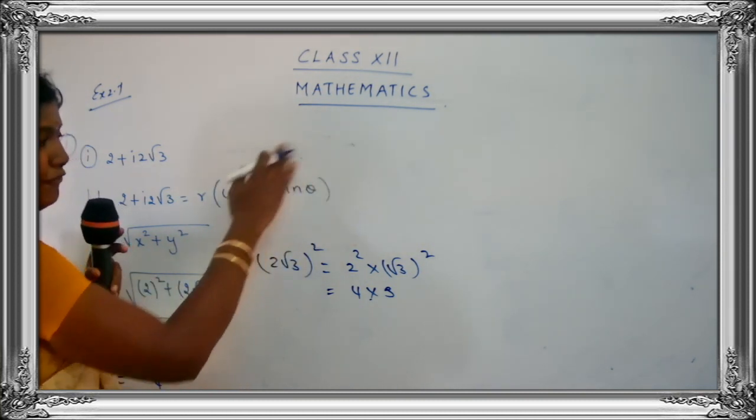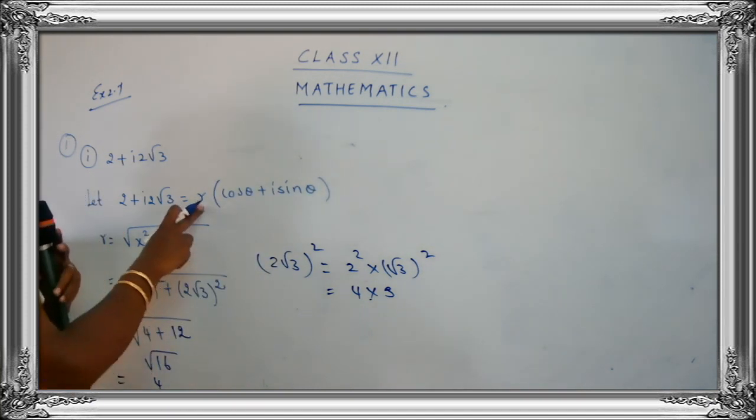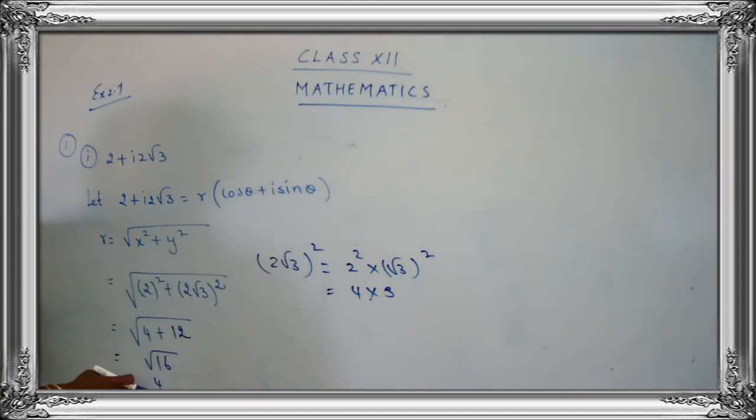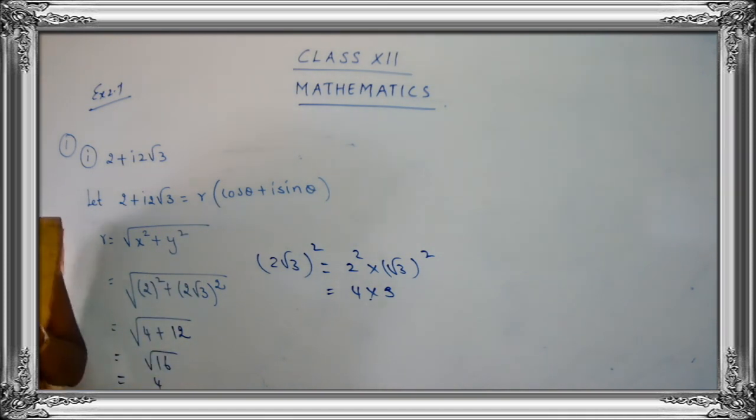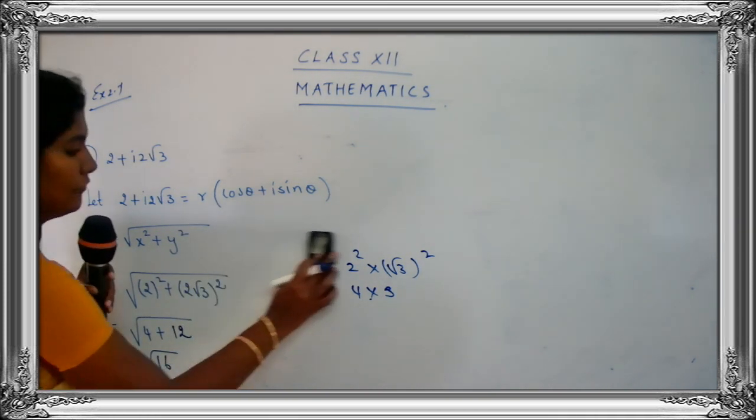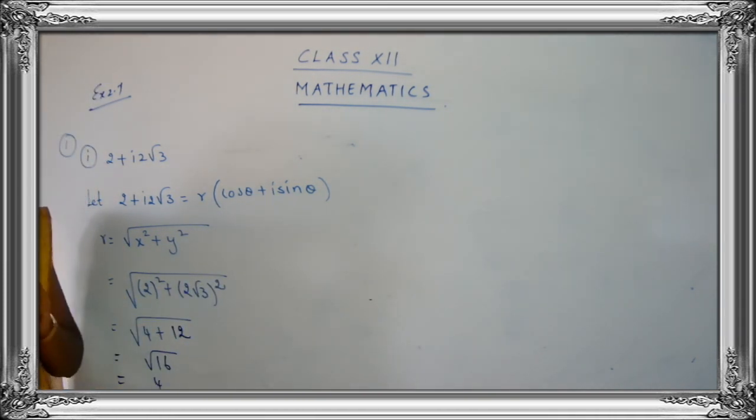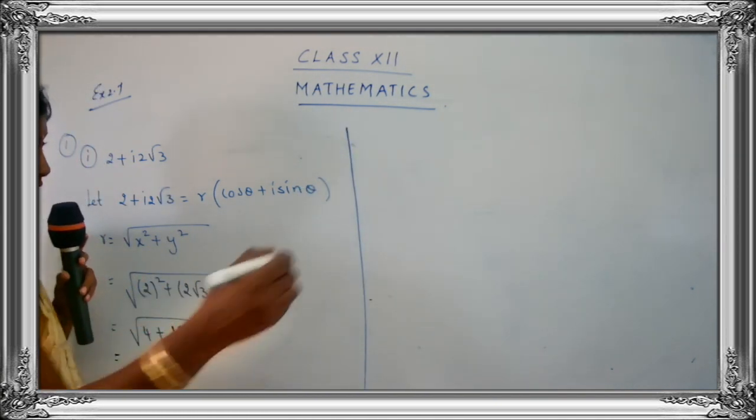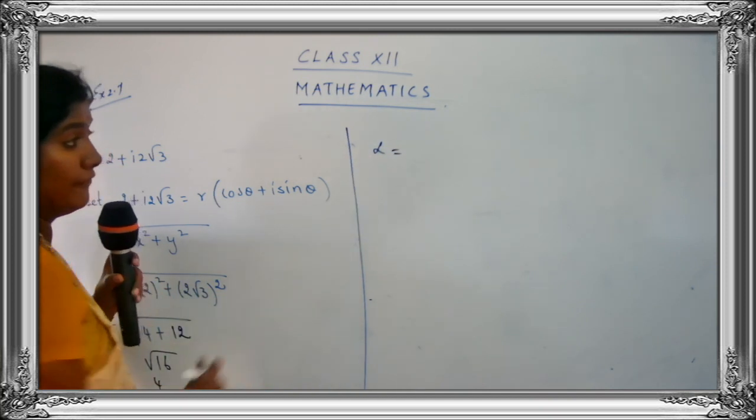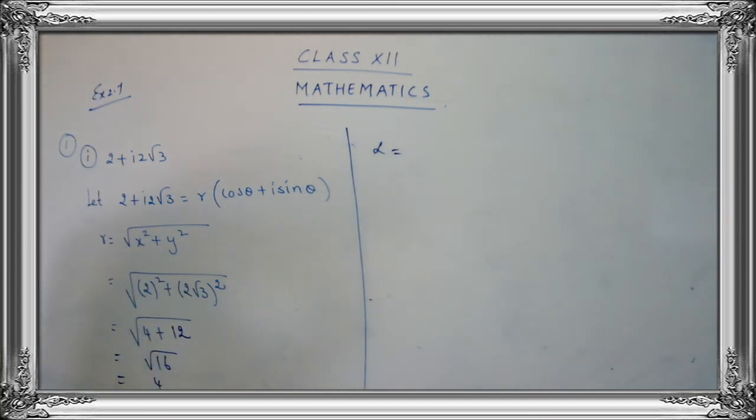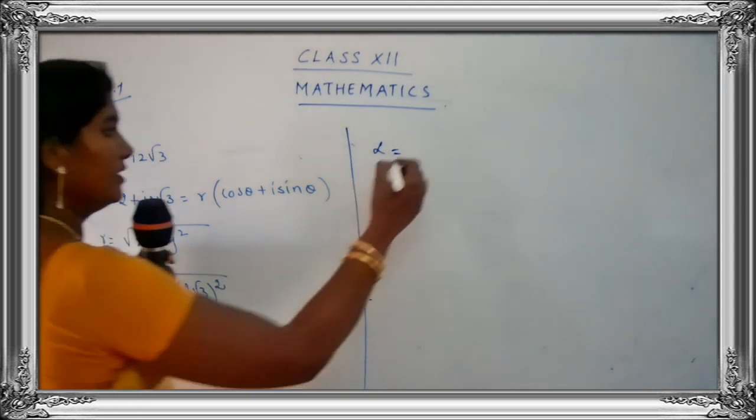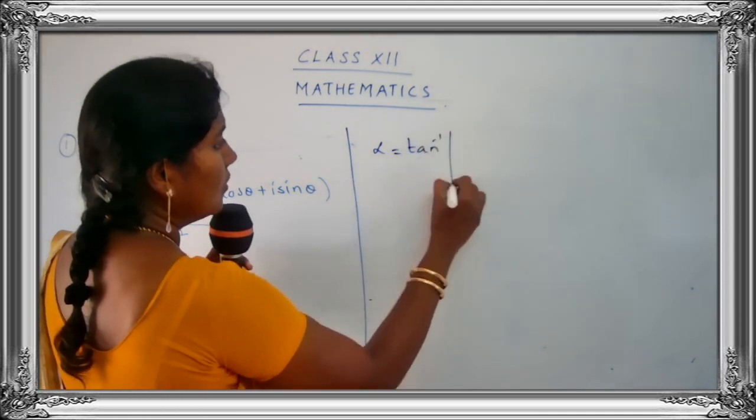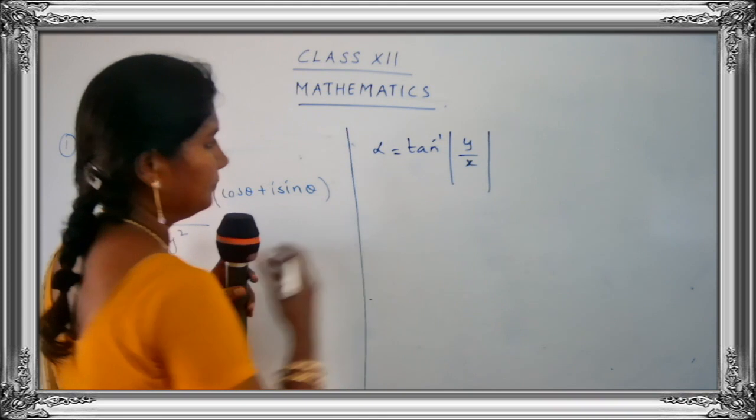So here we have two unknowns. That is, I have to find the value for r. So we have found the value for r. And now you are going to find out the value for theta. So let's find out the value for theta. We cannot find the value for theta directly. So you are going to find out the value for alpha. And I have given you the formula for alpha children. What is the formula for alpha? Alpha is equal to tan inverse y by x. Tan inverse mod of y by x.